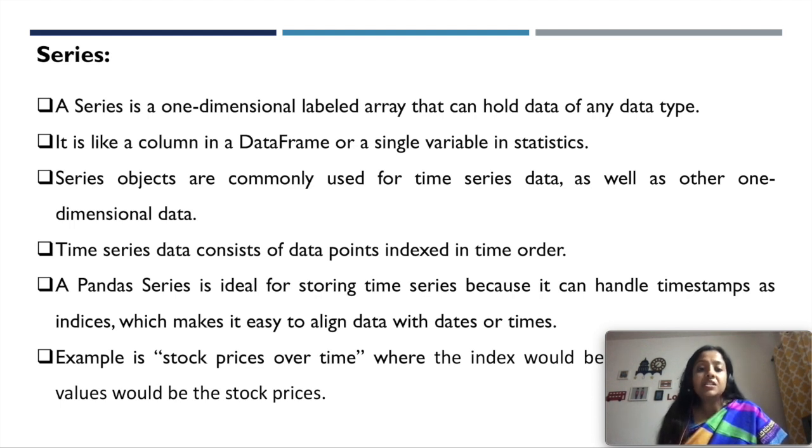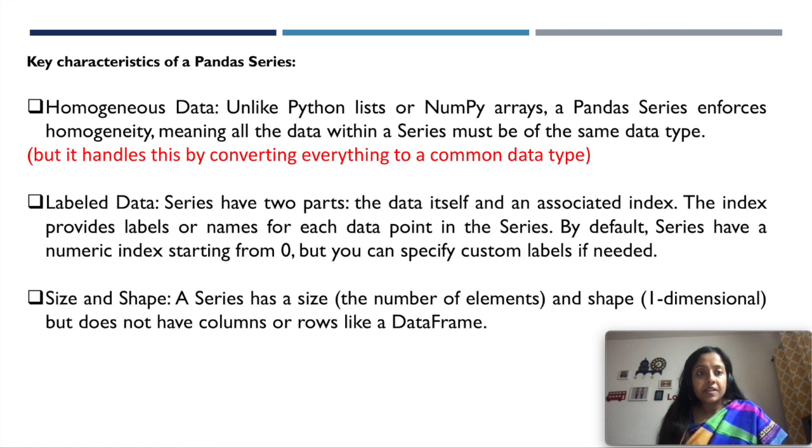A Pandas series is ideal for storing time series because it can handle timestamps as indices, which makes it very easy to align the data. For example, if we want the stock prices over time, the key characteristic of a Pandas series is its homogeneous data. But remember one thing, student, as I already mentioned in the slide, it handles this by converting everything to a common data type. We will see one example now.